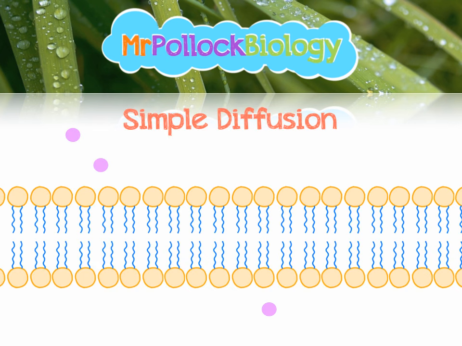So here's my phospholipid bilayer, and here are some small uncharged molecules, possibly oxygen, maybe not, but possibly oxygen. Now, simple diffusion is dead straightforward. It's movement from a high concentration to a low concentration. There we go. The particles have moved from where there was lots of them to where there weren't very many of them. It's dead straightforward.